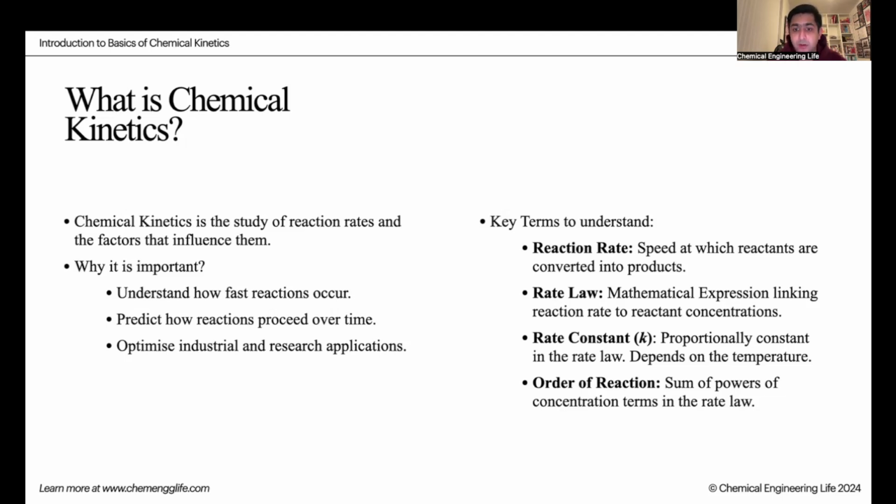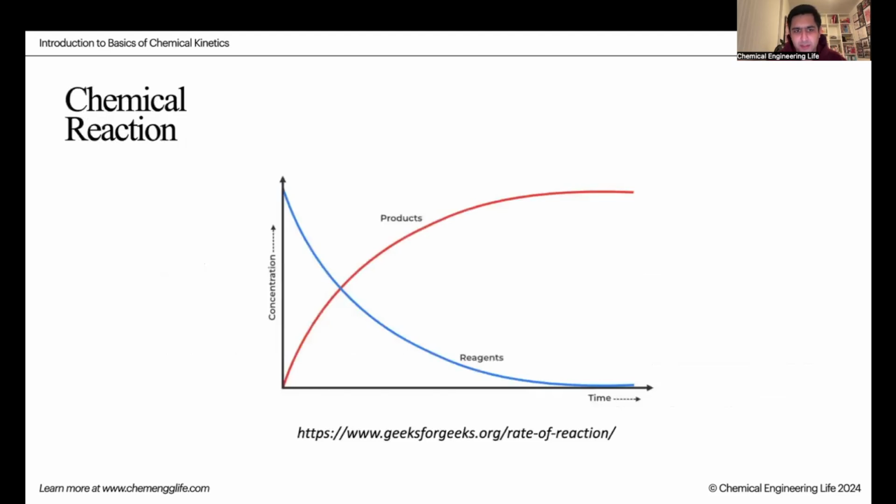And then you have something called an order of reaction, and that is the sum of the powers of the concentration terms in the rate law. And more on that later. I know it's a bit confusing, but in a minute, all of it will make sense. So the very first thing, I'll just refresh your memory: when you have a chemical reaction, you have reactants and you have products. In any sort of chemical reaction, your reactants get used up and you start producing your products.